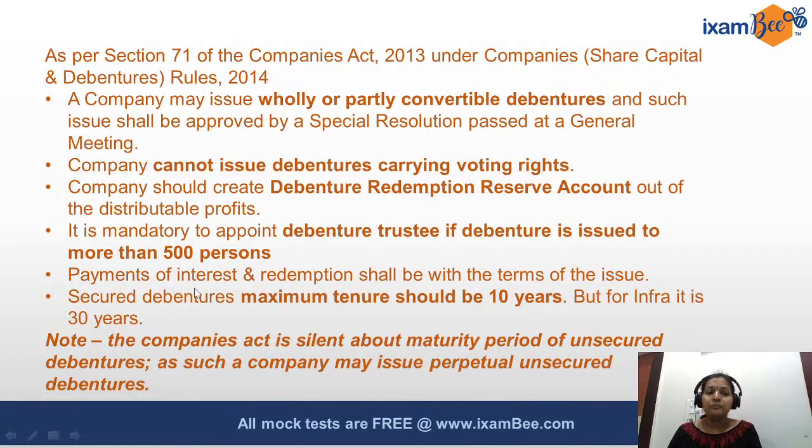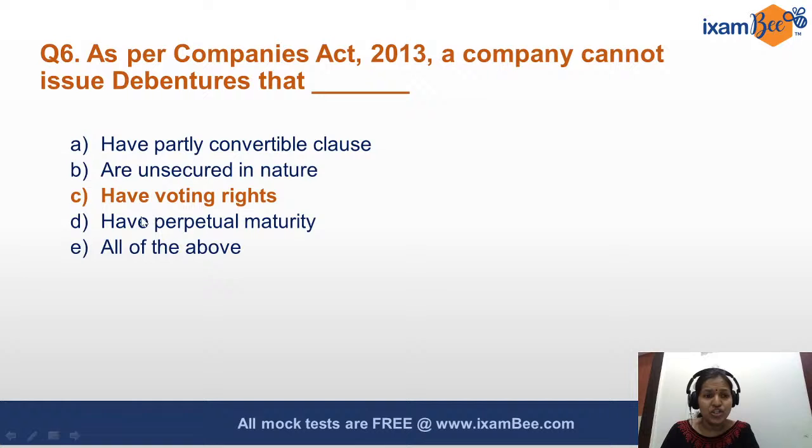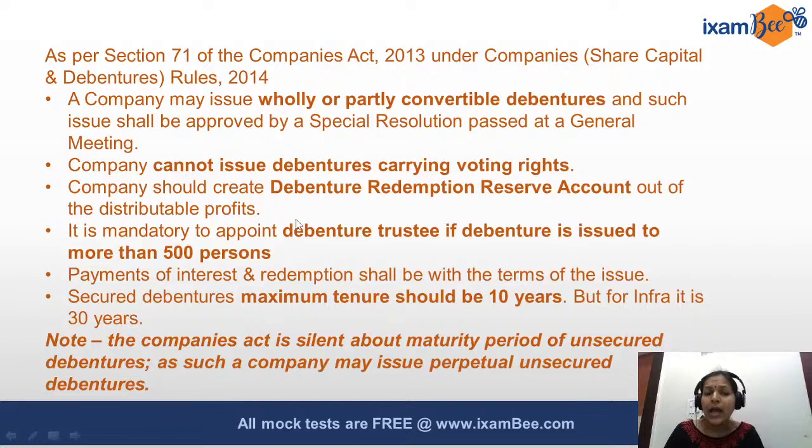Okay, the last point which I mentioned, point D, having perpetual maturity, may have created confusion. However, I included that point to drive home that the Companies Act is basically saying the maximum tenure of a debenture is 10 years. However, they have said this for only secured debentures. The word secured here is very important. They have said that a secured debenture should have a maximum tenure of 10 years, which can go up to 30 years in case it is issued by an infrastructure company.